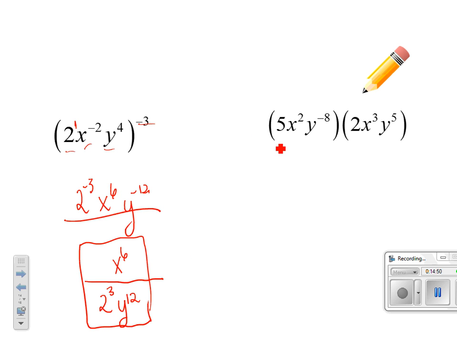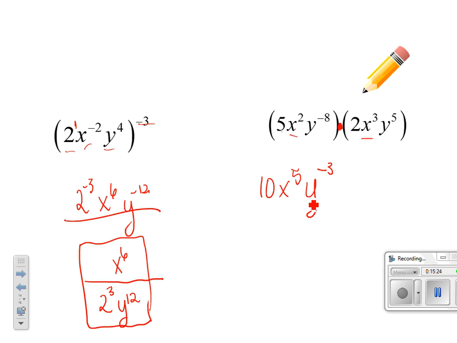Okay, I have a whole bunch of things being multiplied here. So if I took out all the x's and y's, it would say 5 times 2. Well, I know that's 10. This says I have 2 x's. This says I have 3 more x's. How many total x's do I have? Well, I have 5, because if I'm multiplying and the bases are the same, I can add the exponents. So let's do the same thing with the y's. Y to the negative 8, y to the 5. If I add those together, I get y to the negative 3.